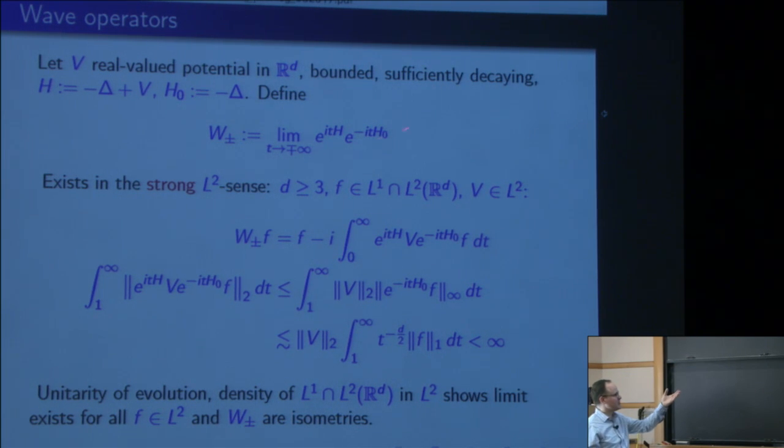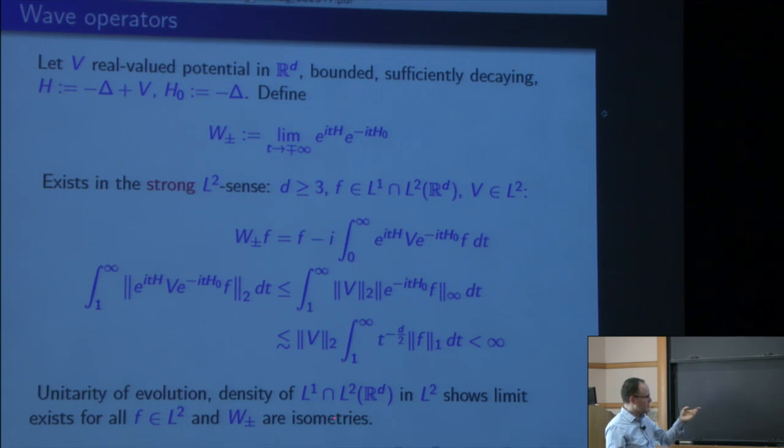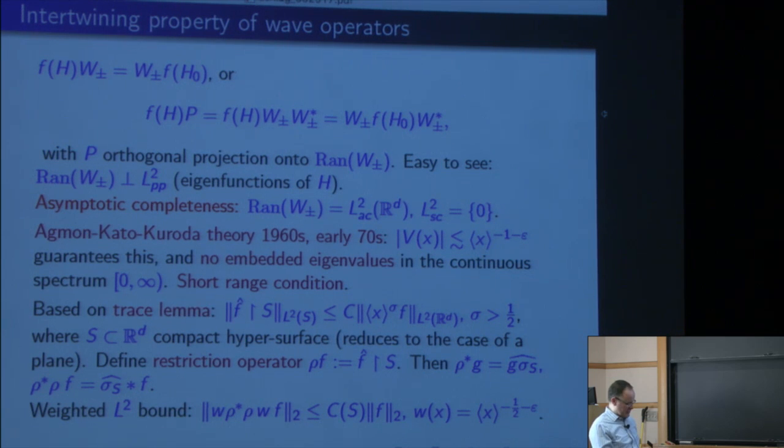And because these are isometries, the density of this class is enough to conclude the strong limit exists, and they are isometries. And that's nice because they intertwine any function of the Laplacian with a function of the Schrödinger operator H. Take f any nice enough function so that, for example, it can be represented by a Fourier transform. Then this is self-evident, that you have this intertwining property.